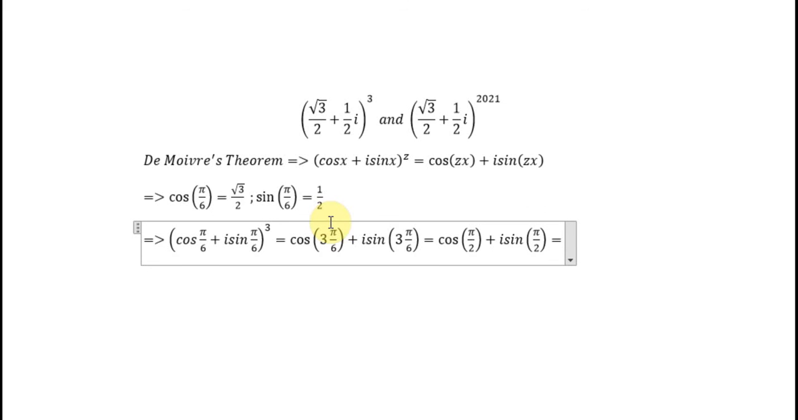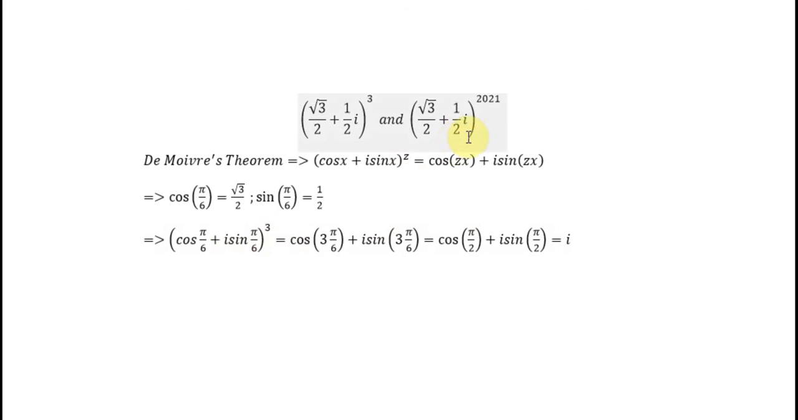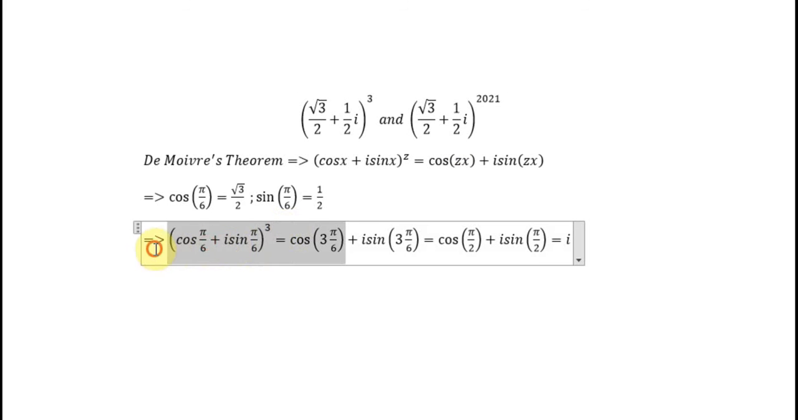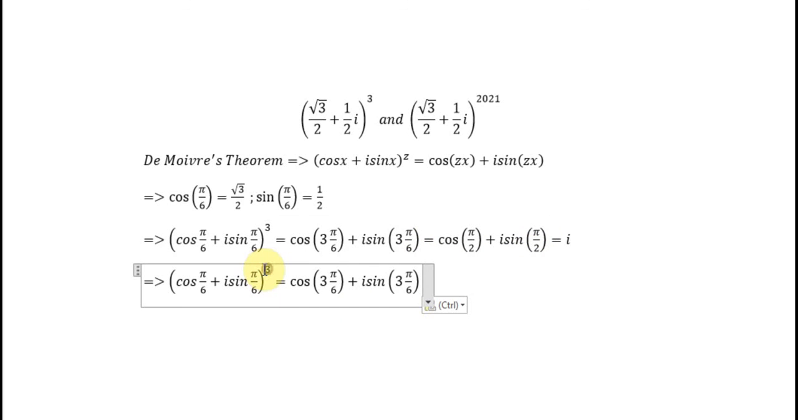Cosine pi over 2 is 0, and sine pi over 2 becomes 1, so we drop out i in here. The next one is similar to this, now we change to 2021.